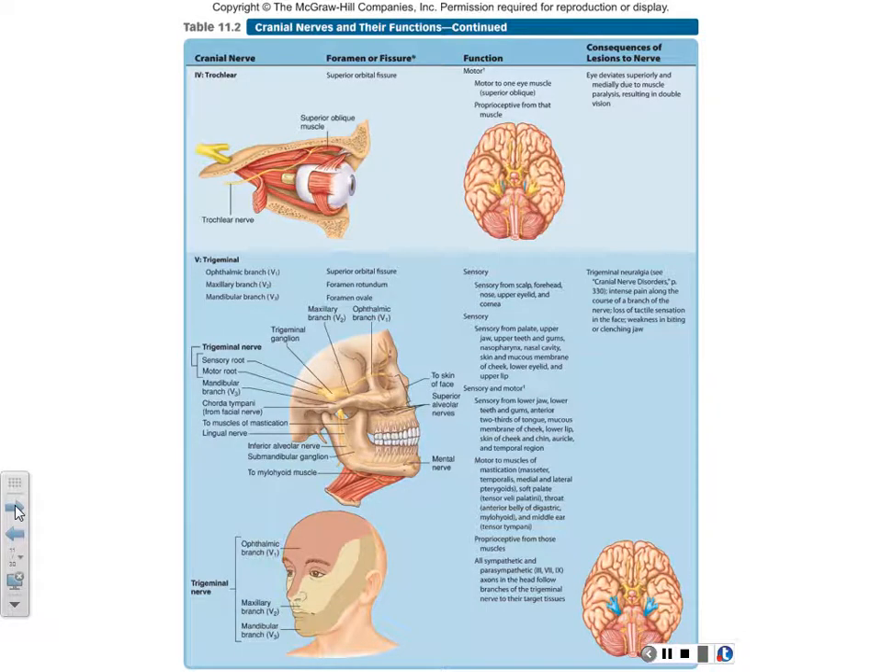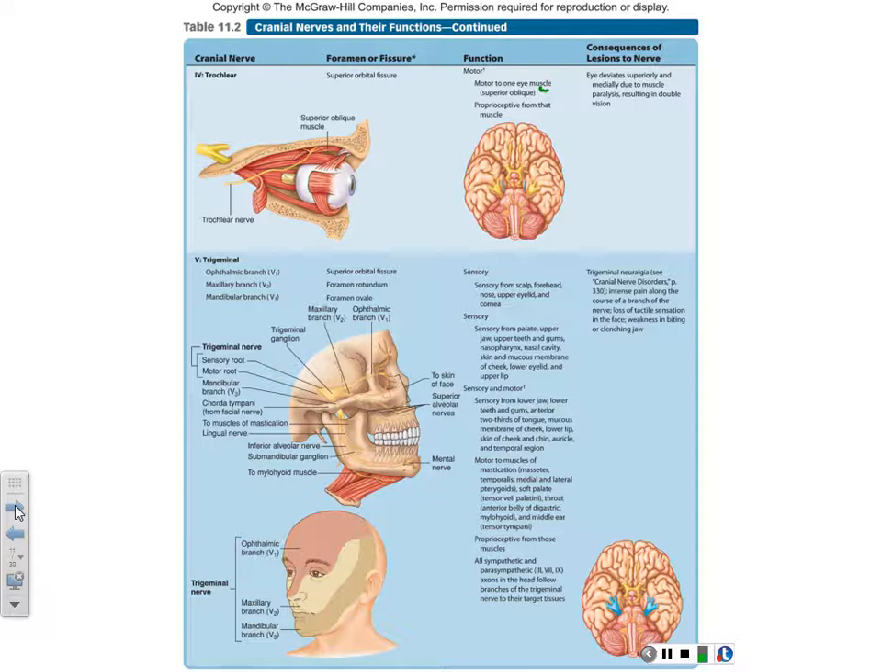Okay, so optic has to do with sensory for the eyes. Oculomotor has to do with muscle control and also the upper eyelid, and also the pupillary sphincter that constricts the pupil. Trochlear, so 3 of the 4 we've talked about have to do with the eye. That one also controls the superior oblique. Remember, the one that was at an angle at the top of the eye muscles.